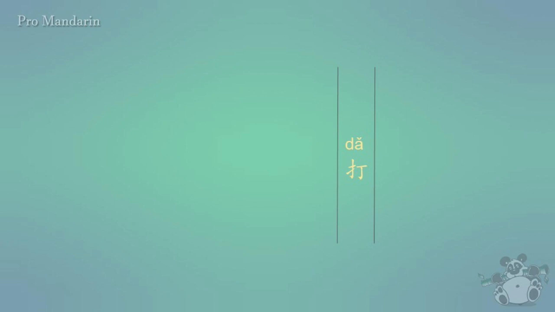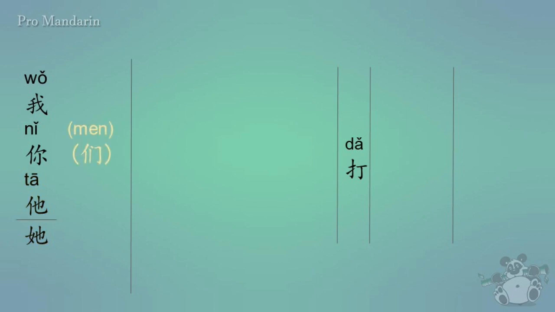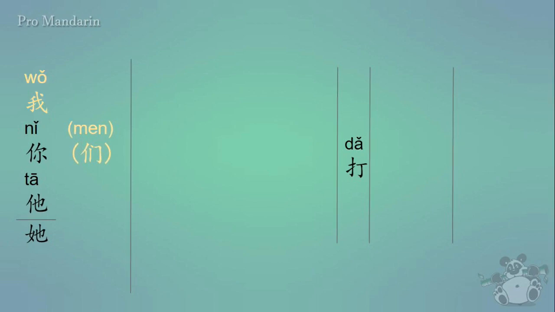So first we have 我, which means I or me. Then we have 你, which means you. Then we have 他, which means he or him, as well as 她, which means she or her. And then the next part we have is 们, which makes all pronouns plural, such as 我们, which means we or us, 你们, which means you guys, and 他们, which means them or they.